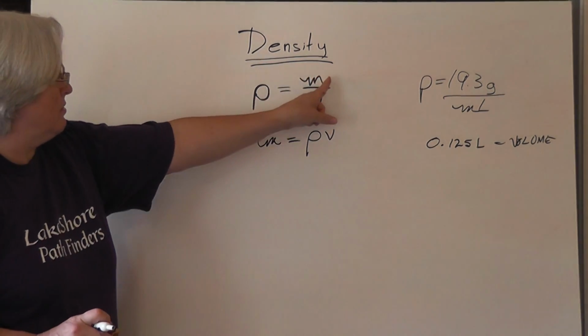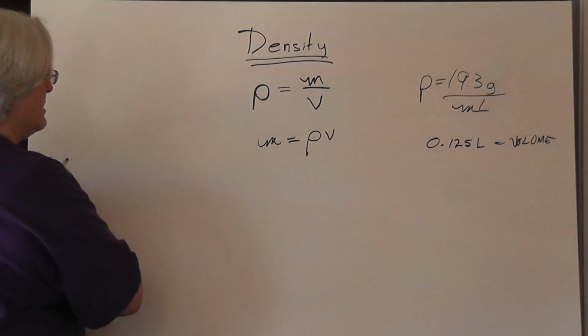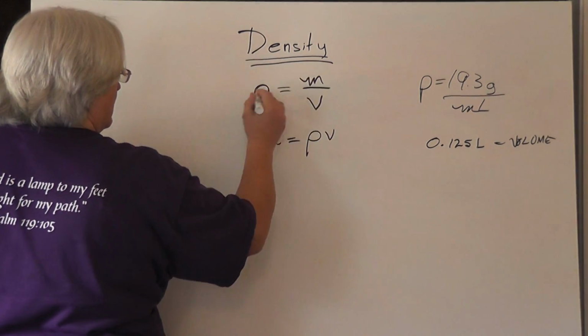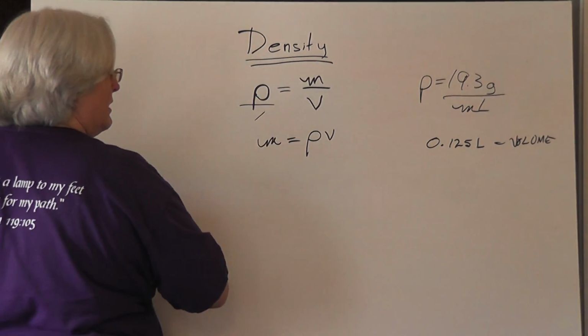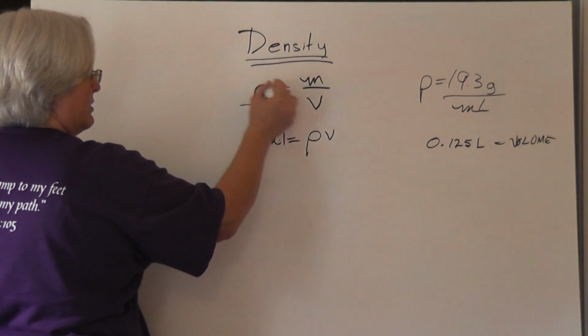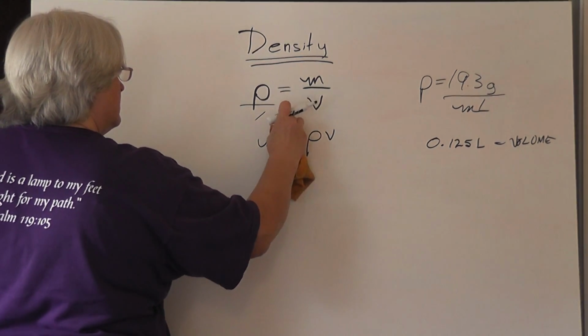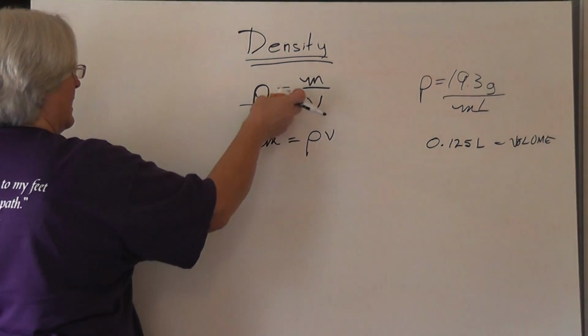Rho times volume, and there are a couple of different ways to get there. If we're going to solve for m, we want to isolate m all by itself. You can cross multiply. This is actually rho over 1. m times 1 is equal to rho times v. That is the most common way to get it.